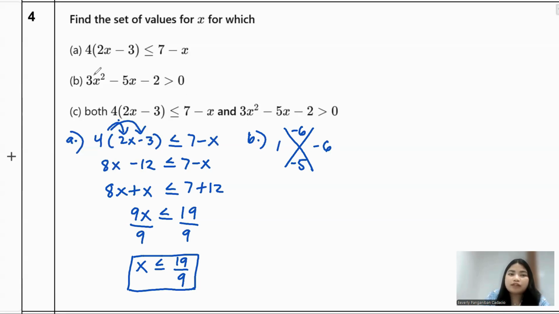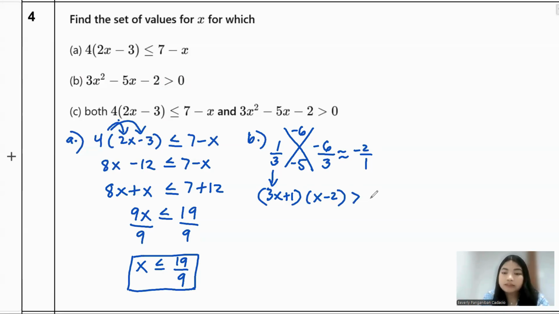What I'm going to do is divide everything by the first coefficient, so divide both sides by 3, divide both sides by 3. And this one, I will write as 3x plus 1. And this one, I will simplify. You can simplify, it becomes negative 2 over 1, which can be written as x minus 2. And I'm just going to copy this one and rewrite it there, greater than 0.